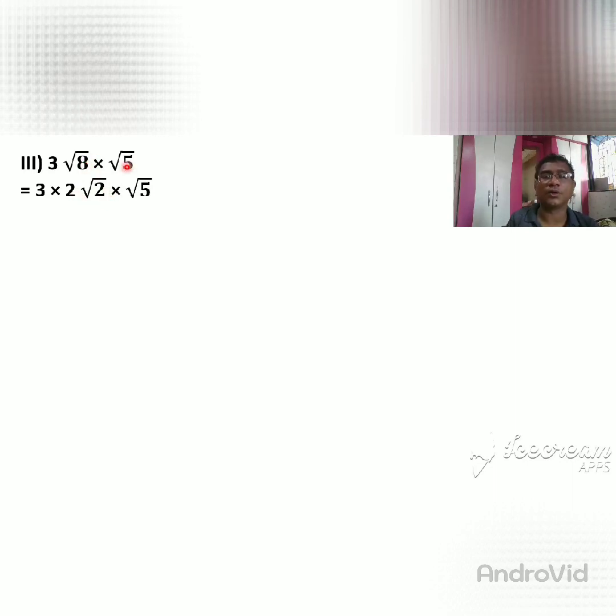So that carries root 5. 3 times 2 is 6. 6 into root 2 into root 5, 6 root 10. So here you get 6 root 10. 3 times 2 is 6, root 2 into root 5 you get root 10. 6 root 10. Then another problem. 5 root 8 into 2 root 8.